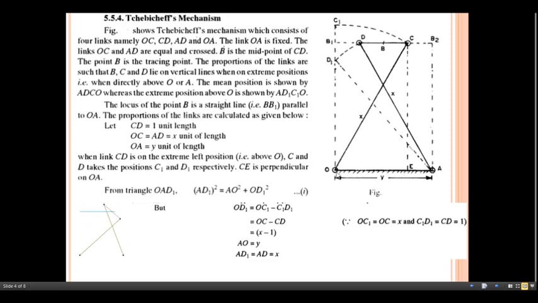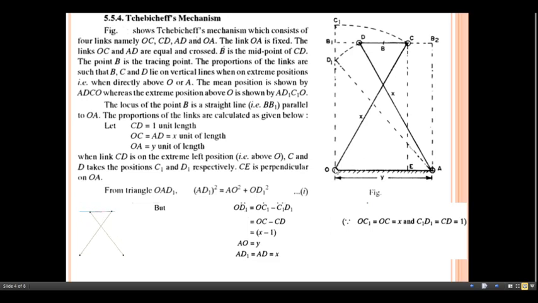Now from this triangle, here is the point A, OAD1. From this OAD1 we can write AO by using the Pythagoras theorem. We can simply write AD1 square equals AO square plus OD1 square. Okay, now just see the terms one by one here.